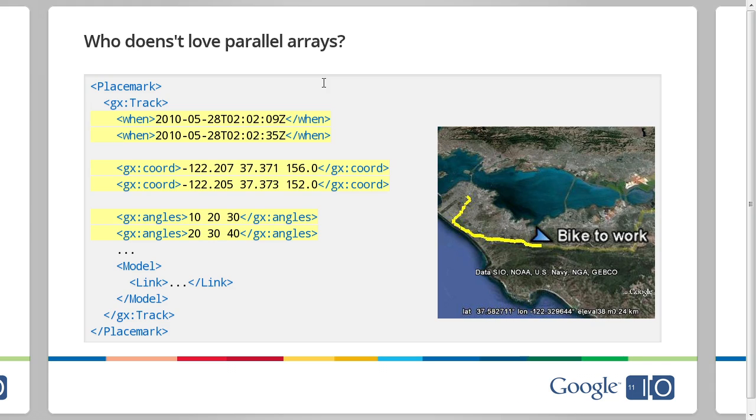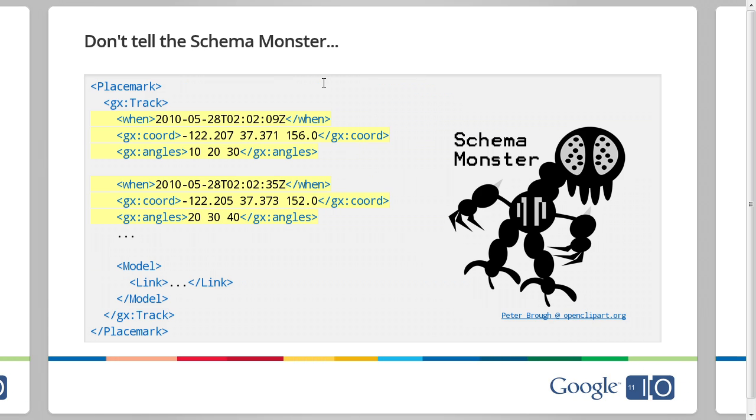This can be a little hard to author because it's a parallel array, and if you're writing code, it'd be nice to iterate through each different time step. So as long as you don't tell the Schema Monster, you can basically interleave these. This won't schema validate, but Google Earth will read it just fine, and if you save it back out, it will put everything in its proper order.